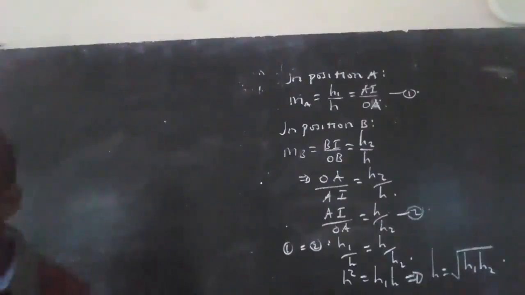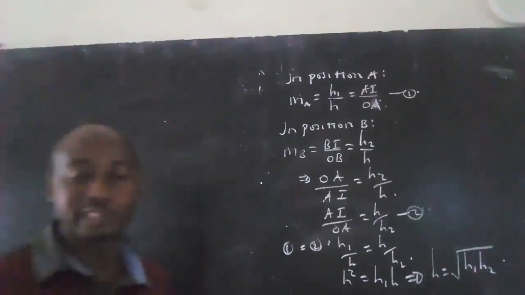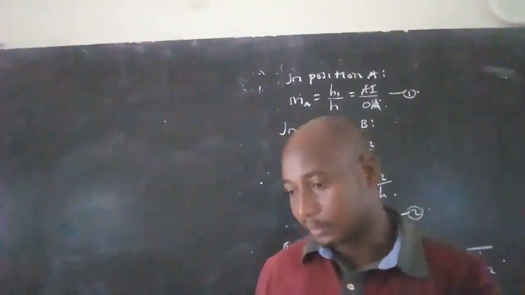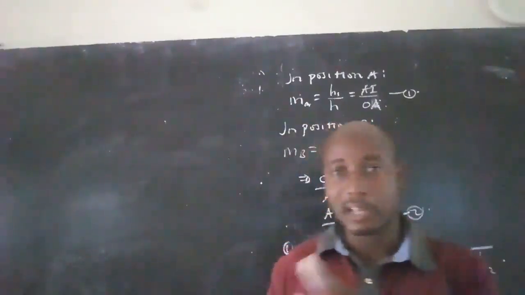Then we can also find conditions for a real image to be formed. What are the conditions? We have already seen the object distance must be greater than the focal length of the lens. That's number one. The second condition, we shall say, the distance between the object and the screen must be at least 4 times the focal length of the lens. So those are two conditions. Normally they ask for 3, but I'm so conversant with 2 as per now.